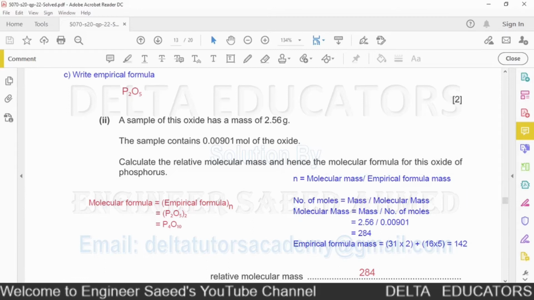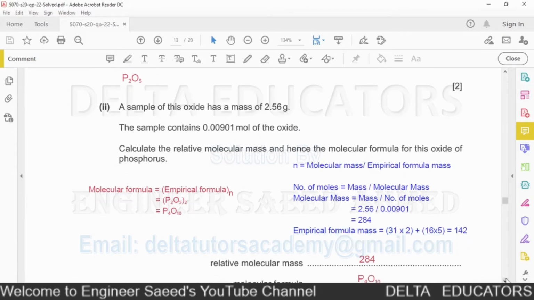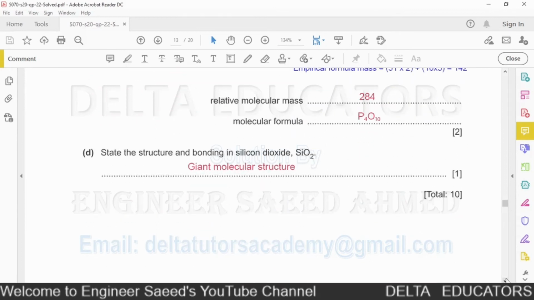Part D. State the structure and bonding in silicon dioxide. Silicon dioxide is a molecule and it has a giant structure, so we can write giant molecular structure. Okay, it is the end of the question. Next question.